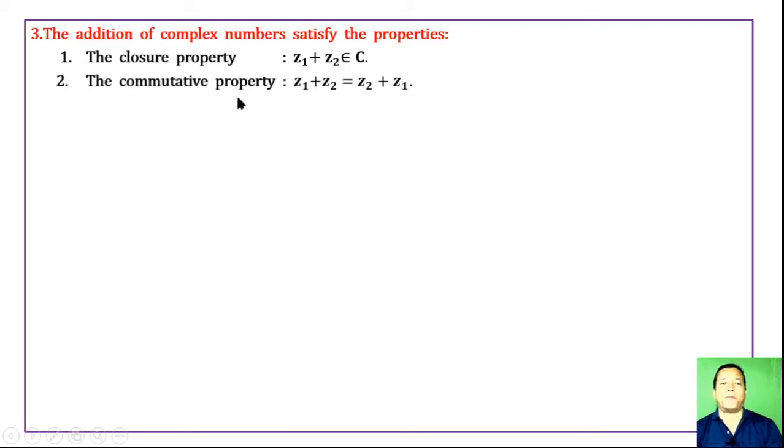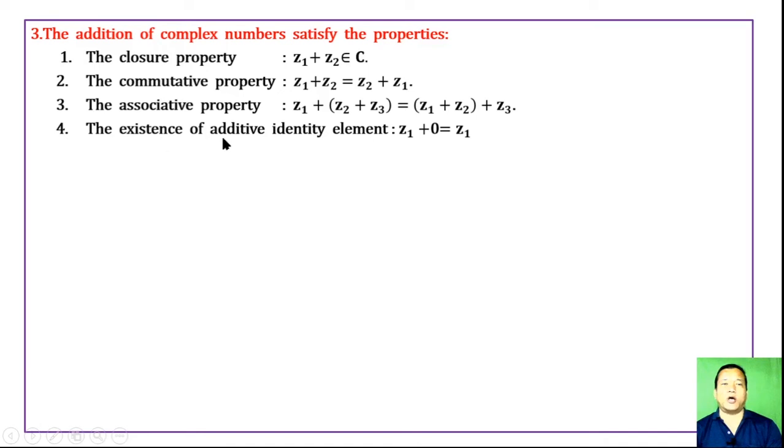The commutative property, that is z1 plus z2 equal to z2 plus z1. Addition of any two complex numbers is independent of order. Order gi makha ponde. This is known as commutative property. The associative property: z1 plus z2 plus z3 equal to z1 plus z2 plus z3. The sum of three complex numbers is independent of the grouping. Complex number ahum tinsinabasi group ki makha ponde. This law is known as associative property.